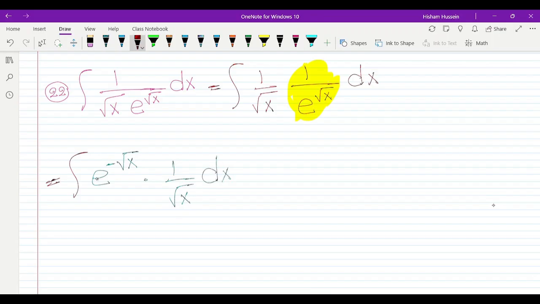Okay, so we have an exponential function with the exponent negative root x, and part of the derivative of this function exists, which is 1 over root x. So we only need the derivative's negative 2 factor, which is equivalent to multiplying and dividing by negative 2. Okay, so now I think the integration here will be clear. It's negative 2 e to the power negative root x plus c.